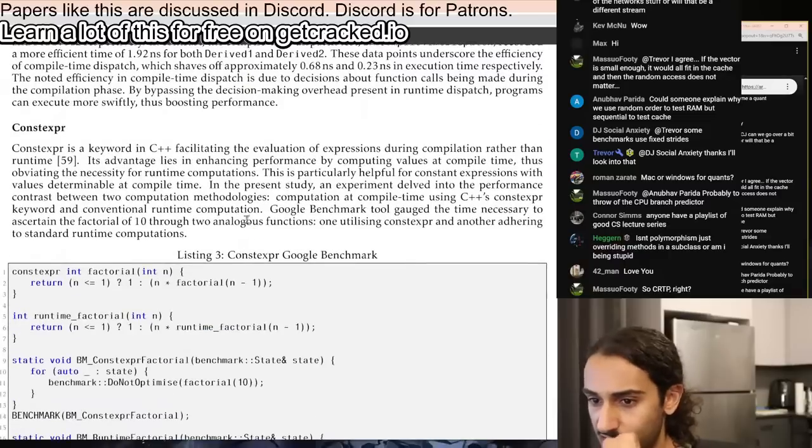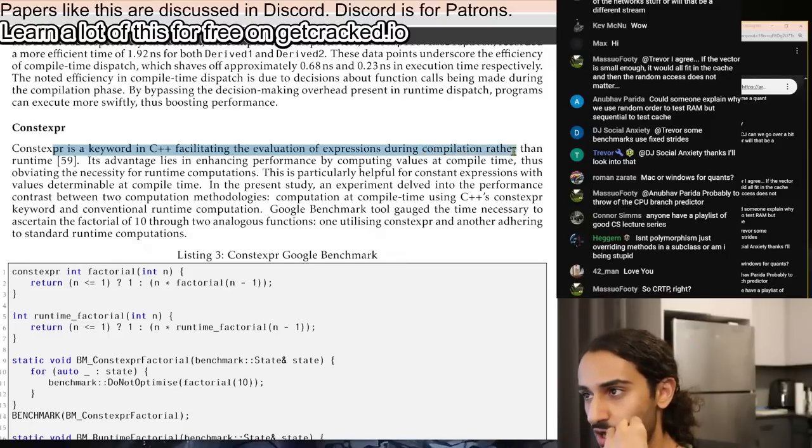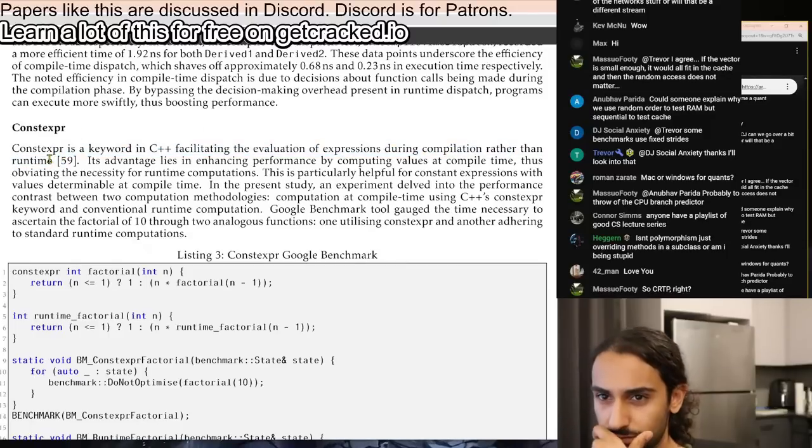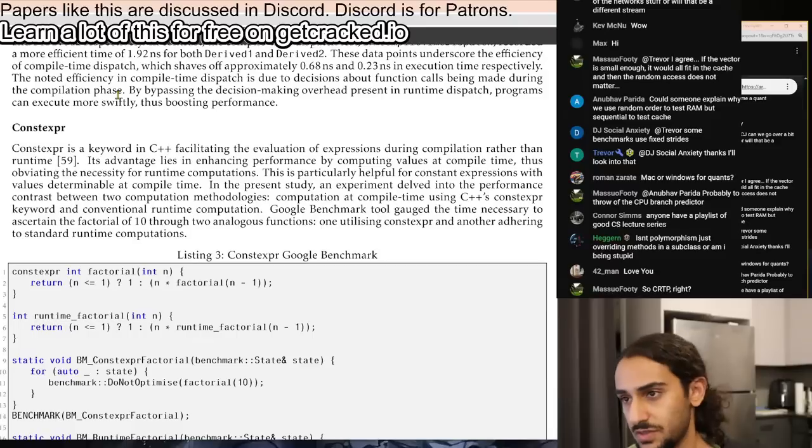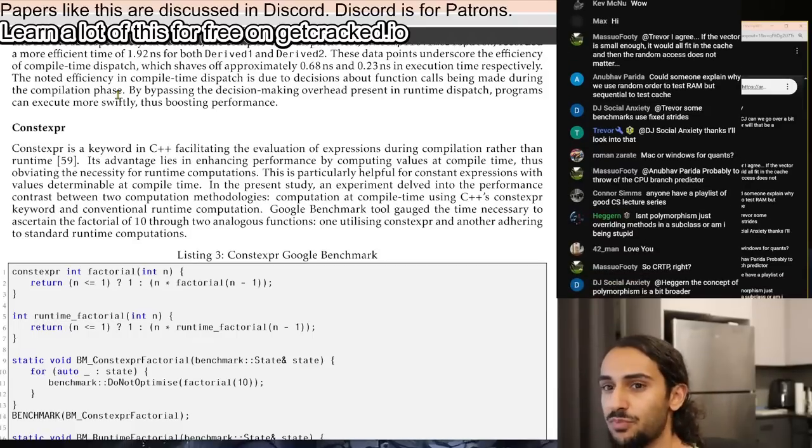Now let's look at constexpr. So this is not for dynamic dispatch anymore. It has nothing to do with virtual. It has to do with evaluating functions at runtime or compile time. Constexpr is a keyword in C++ facilitating the evaluation of expressions during compilation rather than runtime. Its advantage lies in enhancing performance by computing values at compile time, thus obviating the necessity for runtime computations. This is particularly helpful for constant expressions with values determinable at compile time.